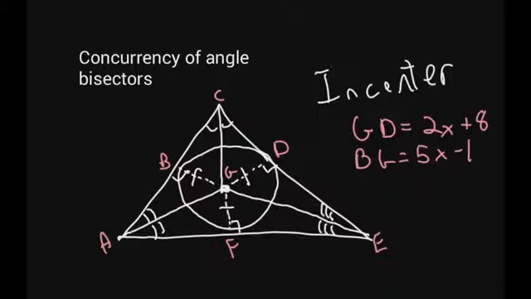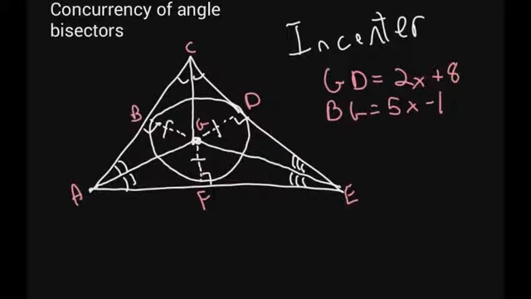Alright, so now I labeled my triangle and my bisectors there, A, B, C, D, E, F, G. And I'm telling you GD equals 2x plus 8 and BG equals 5x minus 1. So we need to find those lengths of GD and BG. Well, if you remember what I told you, those side segments are the same length. So we can set GD equal to BG. So we can say 2x plus 8 equals 5x minus 1. And then just solve from there.